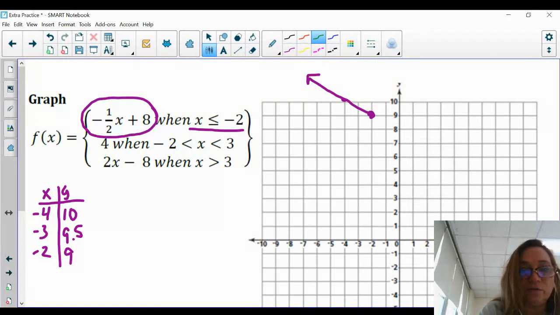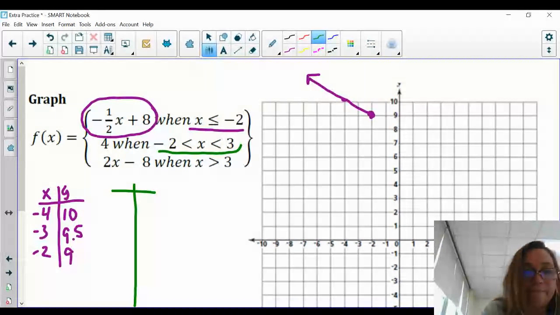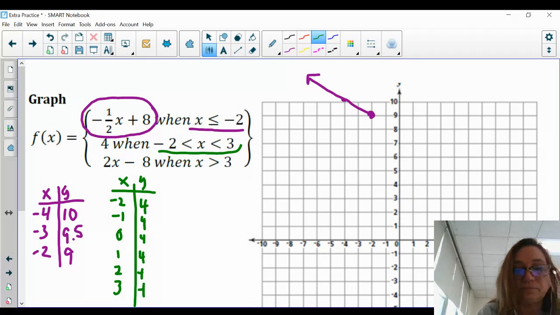Okay, so I'm going to do this in green. So here we go. X, y, I got -2, -1, 0, 1, 2, and 3. And all the answers are 4, so that's kind of easy. So -2, 4, open circle, up to 3, open circle.